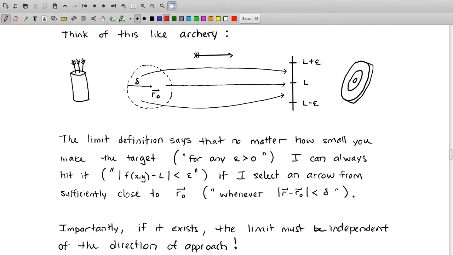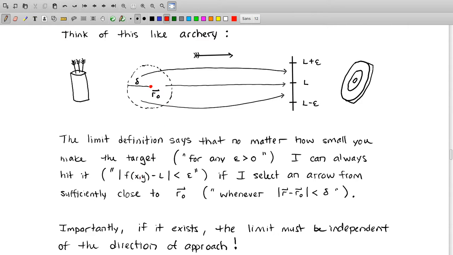So suppose you have over here your point, x naught, y naught, which is abbreviated r naught. And think of it as a quiver, right? You're pulling arrows from this area, and you're shooting them at this target. So this limit definition basically says, no matter how small you make the target over here, for any epsilon, no matter how small, epsilon's positive, but it's small. No matter how small you make epsilon, I can make it this small, or whatever. No matter how small you make the target, I can still hit it.